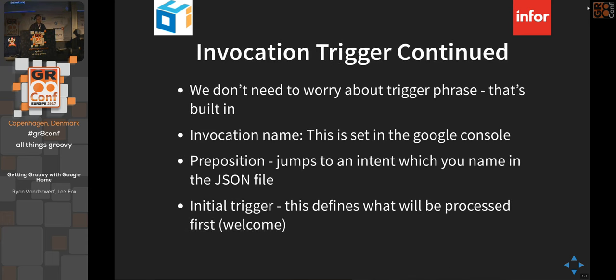And we don't need to worry about the trigger phrase, that's built in. That's the Google, or you can say hey in its name as well. The invocation name, again, we can set in the console. And then at that point, we add our preposition, and then we've got our initial trigger.